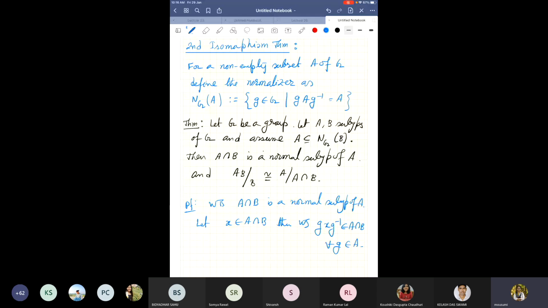So first, A intersection B is a normal subgroup. That is what I want to prove. So I need to show g x g inverse belongs to A intersection B. Now what is g x g inverse? Here g is from A, and x is from A intersection B. So this belongs to A, right?